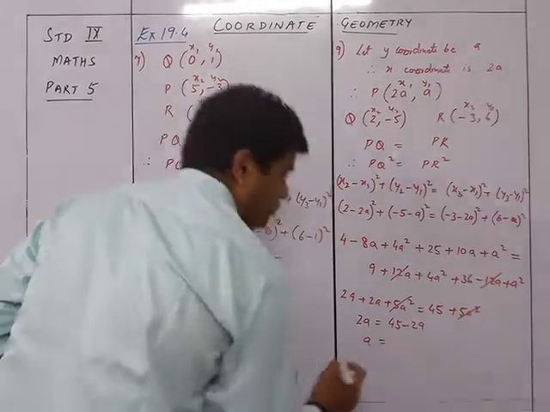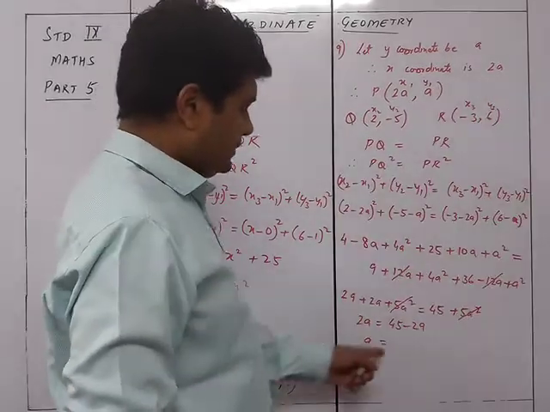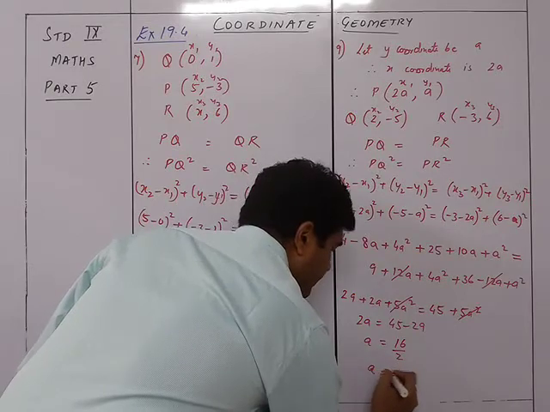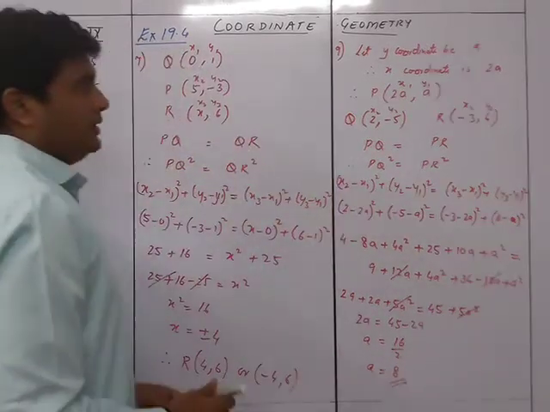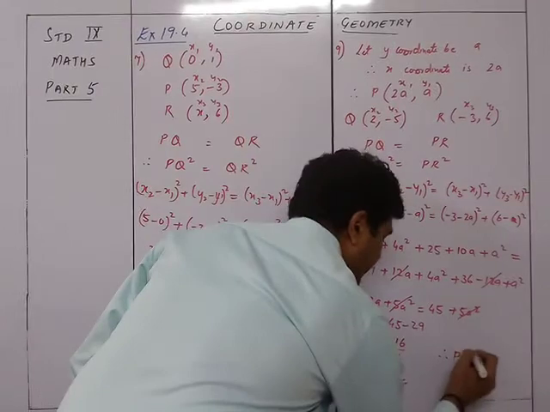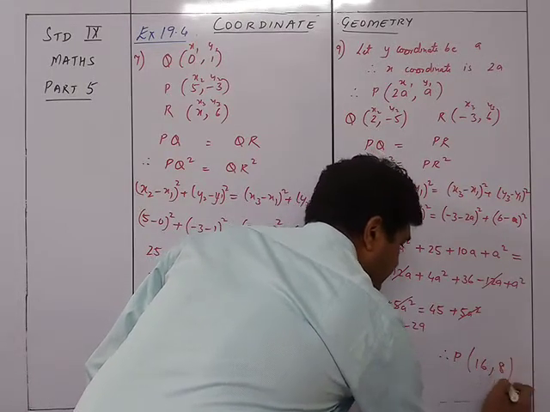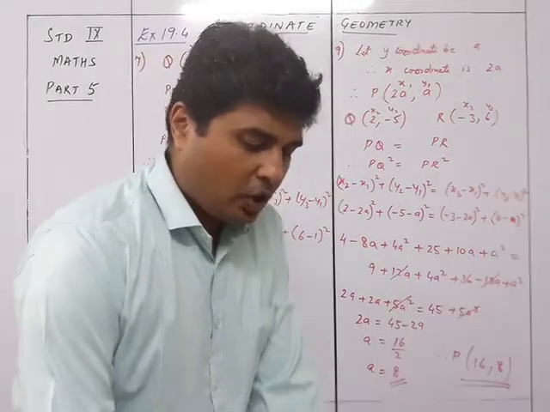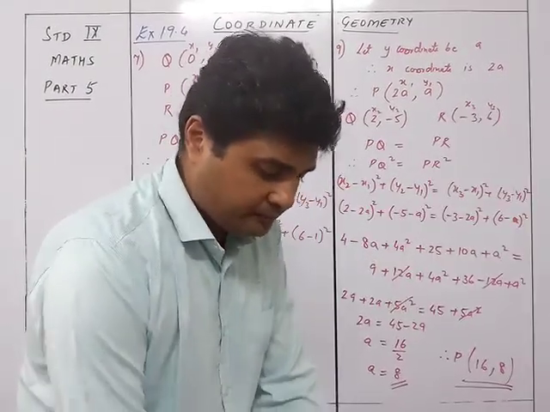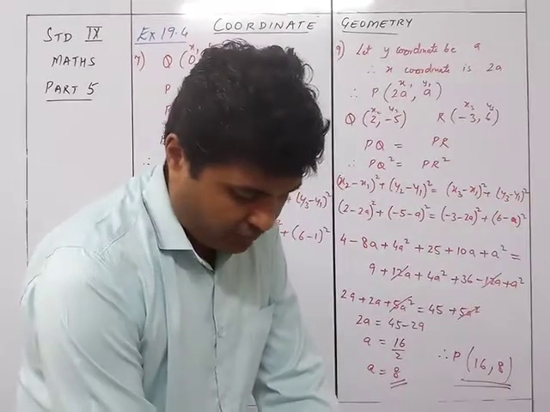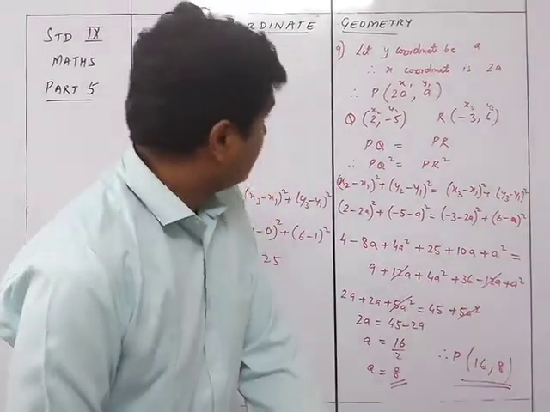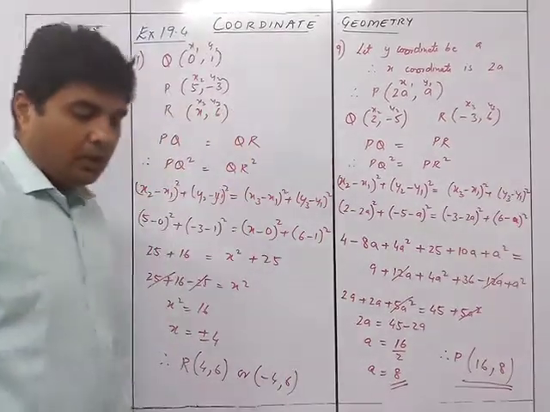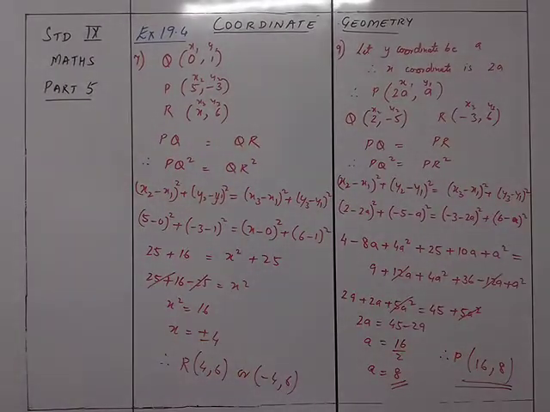So a is equal to 16 upon 2. So a is equal to 8. Therefore P is (16, 8). That's the value of P, because (2a, a) is (16, 8). So that will be the answer from 19.4, sum number 9. Sum number 9 is (16, 8). We now move on to sum number 11.